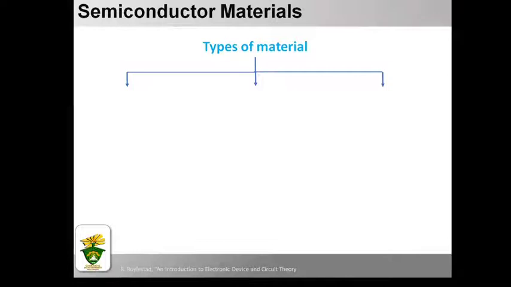So to learn about the semiconductor, let us first know the types of the different materials. We have three types. We have the conductor, we have the insulator, and we have the semiconductor. They are categorized in terms of conductivity or resistivity. So first, what is a conductor?